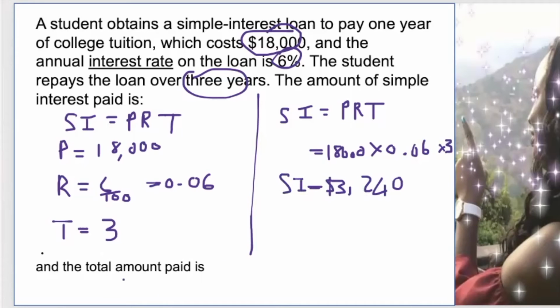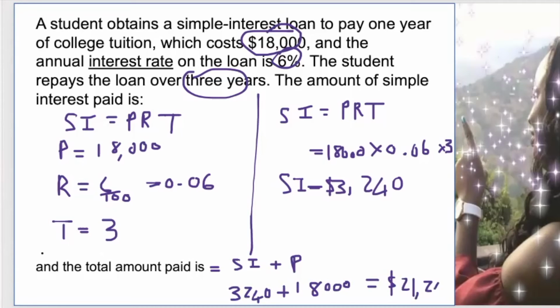Now the next part is asking the total amount paid, and it's the simple interest plus our principal. So I will have the simple interest plus principal to give me the total amount paid. So we have $3,240 plus the tuition costs, so we have 18,000. Just remember, it's the interest being added to the amount borrowed. So the total will give me $21,240. And that's it. This is the total amount being paid.